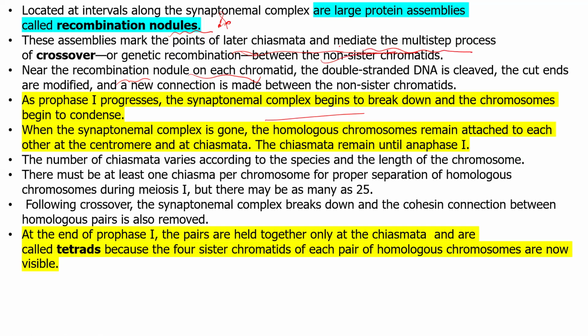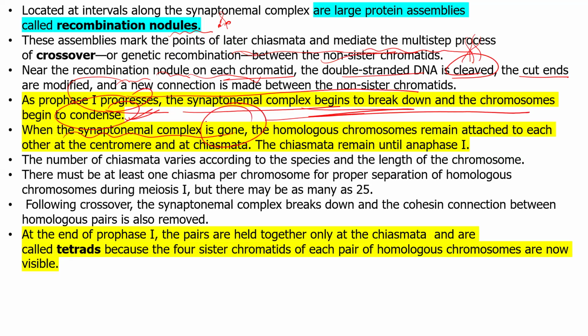between the non-sister chromatids. Near the recombination nodules on each chromatid, the double-stranded DNA is clipped, broken. The cut ends are modified and new connections are made between the non-sister chromatids. As prophase 1 progresses, the synaptonemal complex begins to break down and the chromosomes begin to condense and thicken.